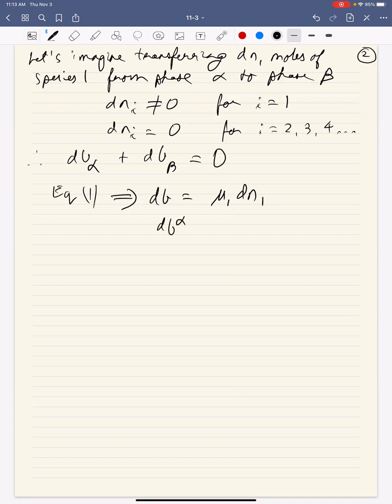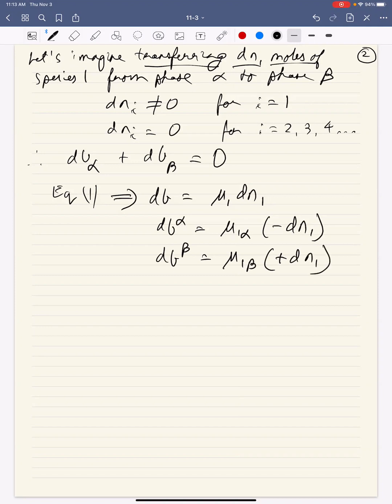So dG alpha is going to be mu1 alpha multiplied by minus dn1. And this is where you have to be careful, because we have transferred dn1 moles. We have removed dn1 moles from phase alpha, so this has a minus sign, while dG beta is equal to mu1 beta times plus dn1. The beta phase gained plus dn1 moles. If it's confusing, just think of dn1 as a number. Let's say we transferred 5 moles. That means for phase alpha, dn is minus 5, right?